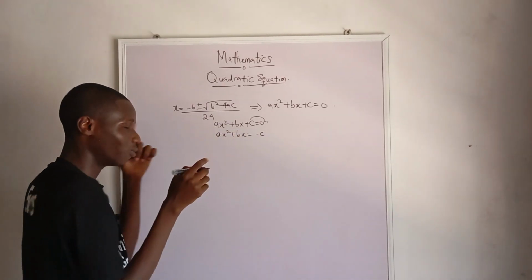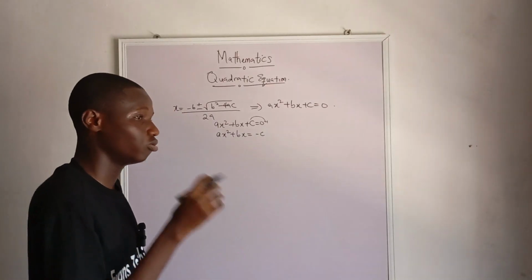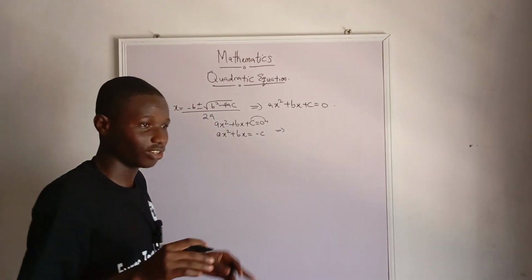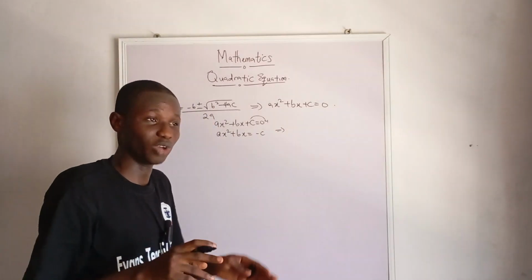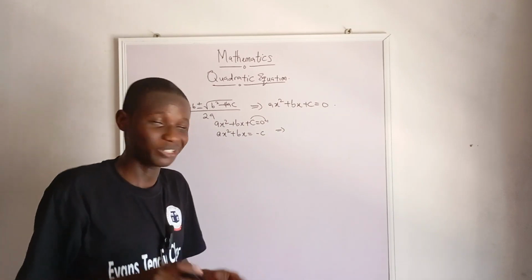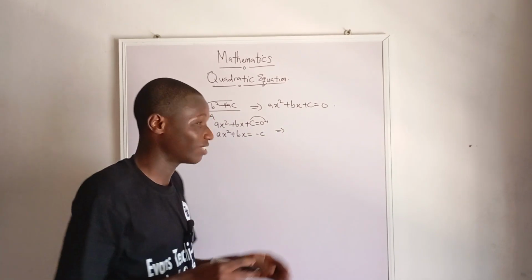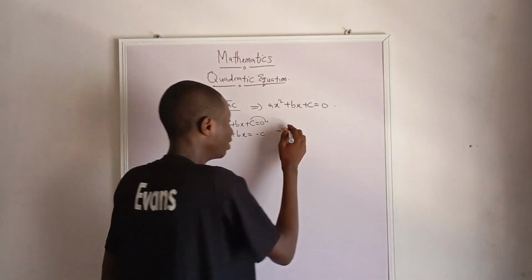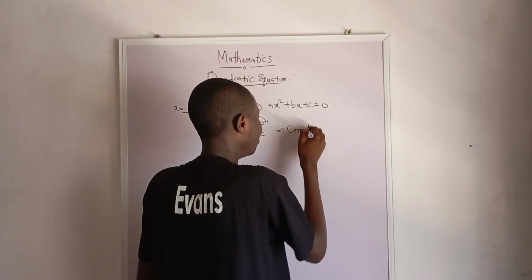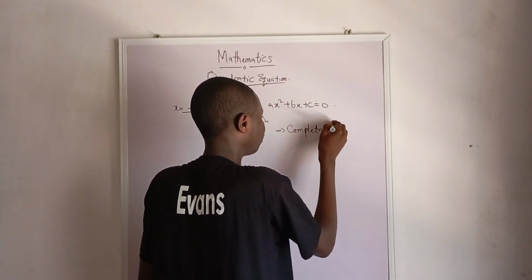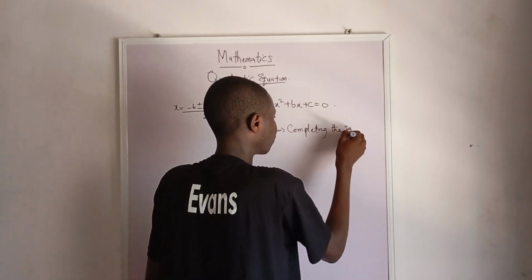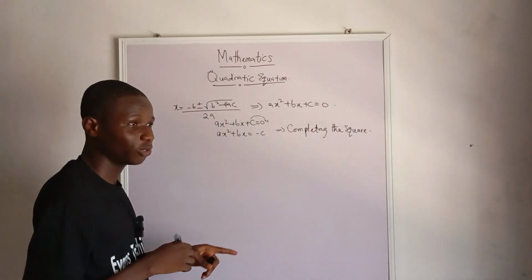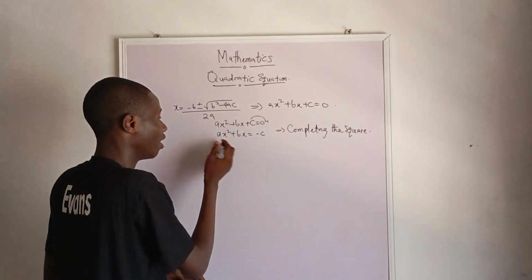Do you get? Now what we want to use here is a method of solving a quadratic equation. We have different methods. We have the factorization method, the formula method, the graphical method, and the completing the square method. So the method I want to use here is called what? Completing the square method.